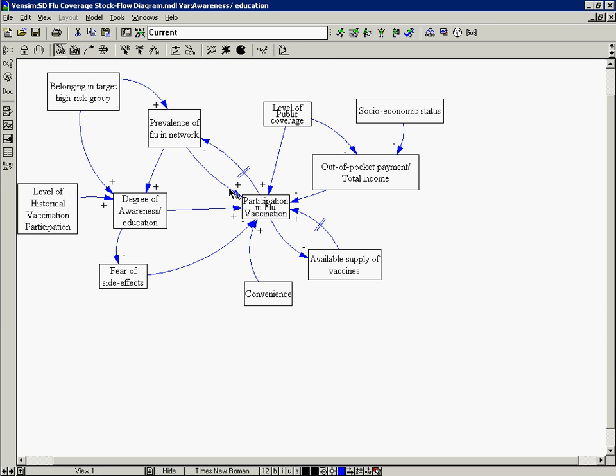Prevalence of flu in network to degree of awareness and education. So people will tend to search more information out on flu, tend to try to find out more information. What is this H1N1 flu? Am I at risk? Who's specially at risk? Should I be especially careful because I have a chronic disease? That's something that might lead to awareness here. And that in turn might lead to participation in flu vaccination, right?